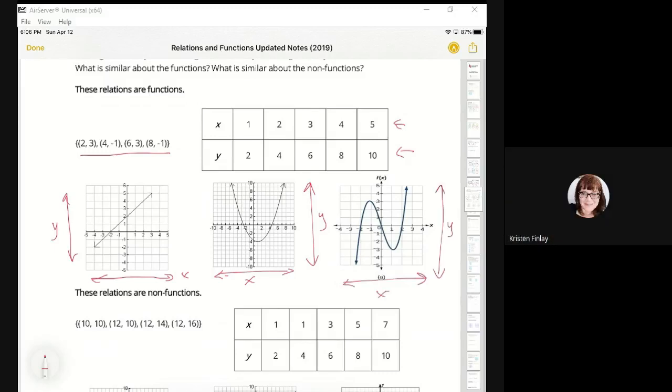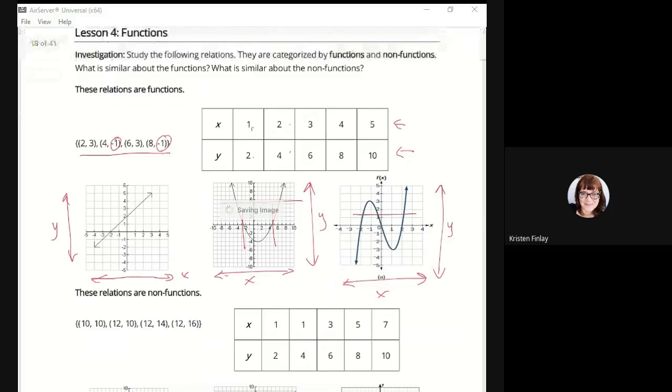So just taking a look here, what I notice is that I have x values and y values. I have a little bit of repetition in the y values, but not in my x values. I only have one value for x across the board. Here, if I look at my value for x here or here, I only have one possible y value. However, I do have repetition in my y values. Similar thing happens here. So that's what I notice about my functions.